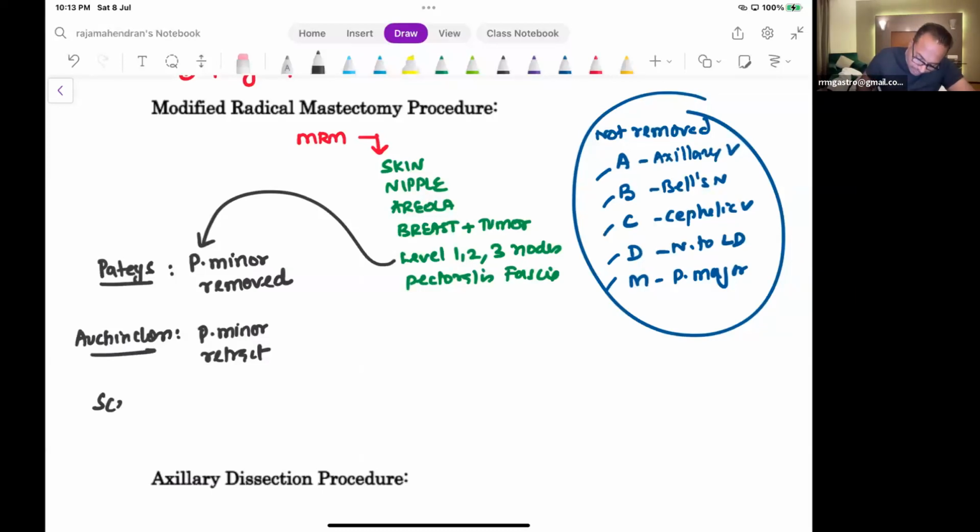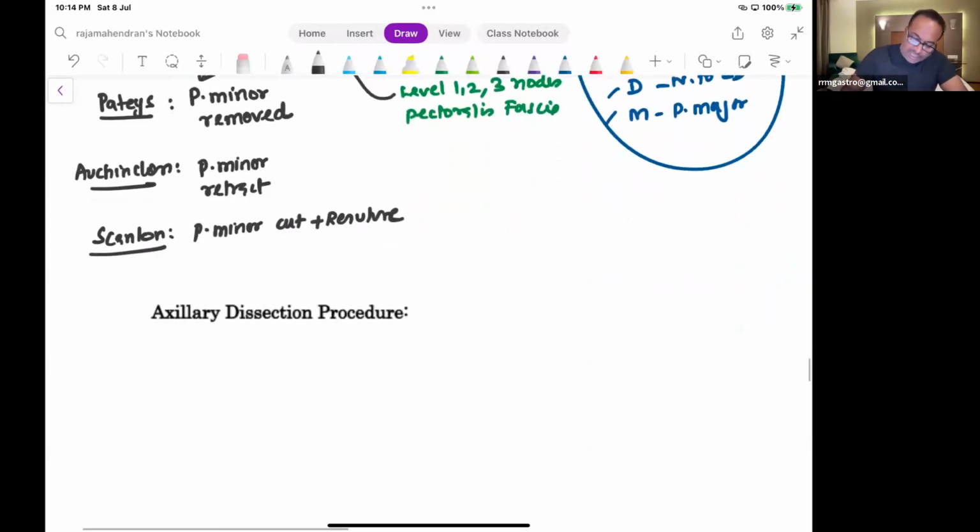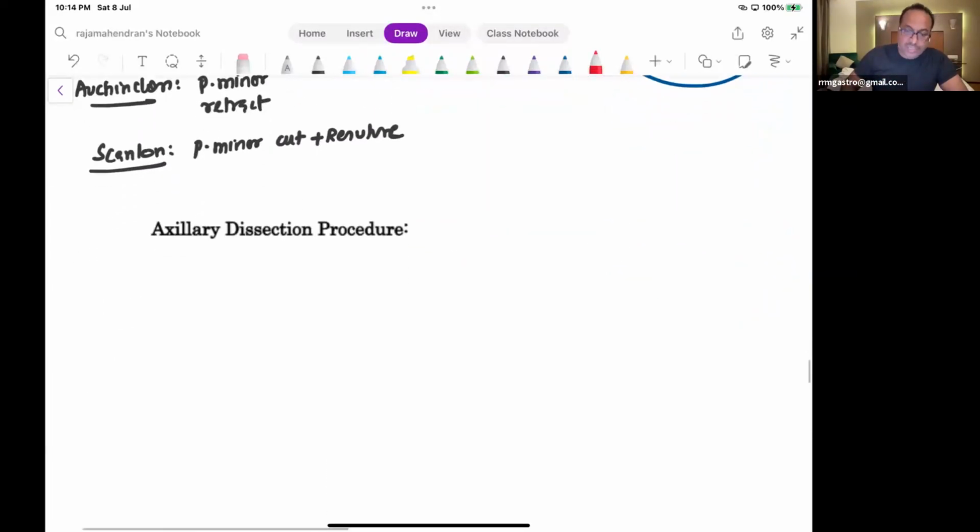Scanlon அப்படின்னா என்னது? கட் பண்றோம், மறுபடி தைக்கிறோம். Pectoralis minor கட் பண்ணிட்டு மறுபடி ரீசூச்சர் பண்றதுதான் Scanlon. Cut and resuture is known as Scanlon. So Patey's, Chinnaclass, Scanlon, இந்த மாதிரி பல மெத்தட் ஆஃப் MRM மாடிஃபிகேஷன் இருக்கு. இதுல முக்கியமா நம்ம எக்ஸாமுக்கு தெரிஞ்சுக்க வேண்டியது இந்த ஆக்சிலரி டிசெக்ஷன்தான்.